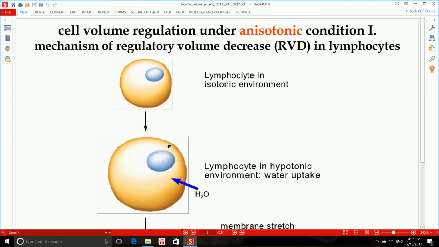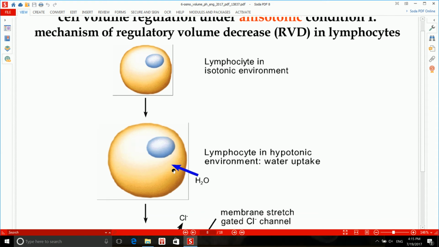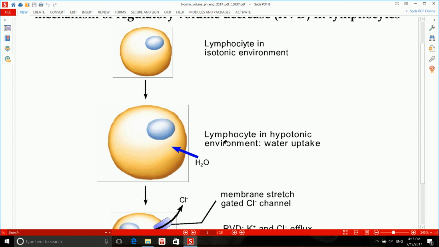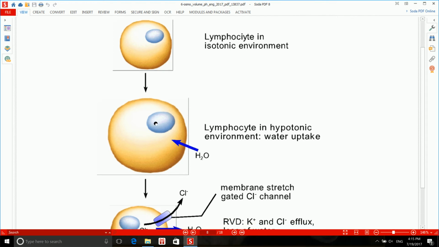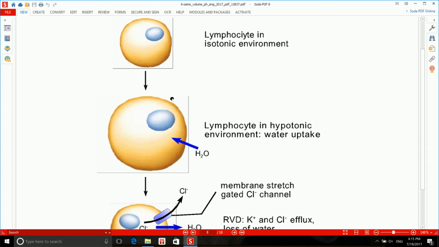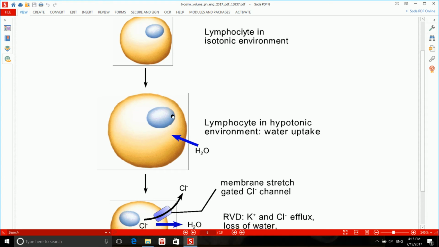So in case of a hypotonic medium like here, a hypotonic situation like here, the osmolarity of cytoplasm is higher. So water molecules will diffuse into the cell and the cell will swell. In our case, these cells are lymphocytes, which are part of the white blood cells. And the cell will continue swelling, and if it continues swelling like this and the cell doesn't compensate, the membrane will rupture and the cell will die.